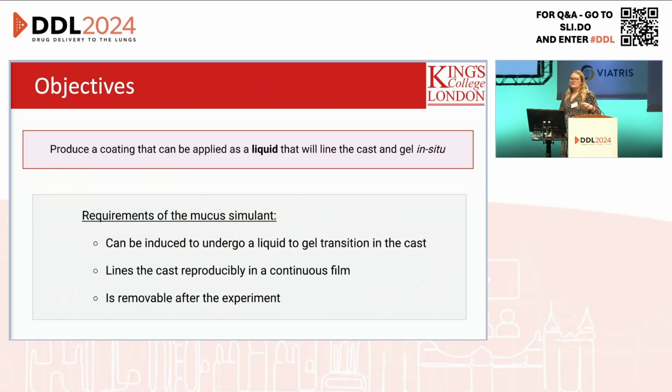So the objective that I set out was to produce a liquid that can line the cast and gel in situ, undergoing that liquid to gel transition in the cast, line the cast reproducibly, form a continuous film, and also be removed after the experiment, to make sure that each experiment is reproducible. So I had to think about how would be the best way to achieve this, and I looked at different polymers, and I came across a polymer called Pluronic F127, which is also called Poloxamer 407, which is a brand name.